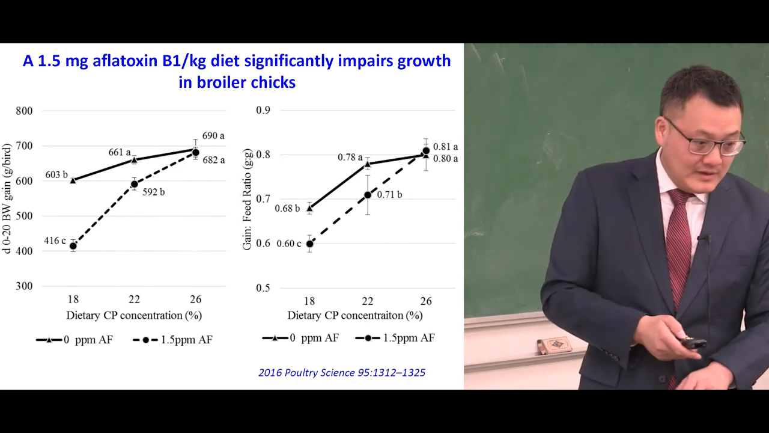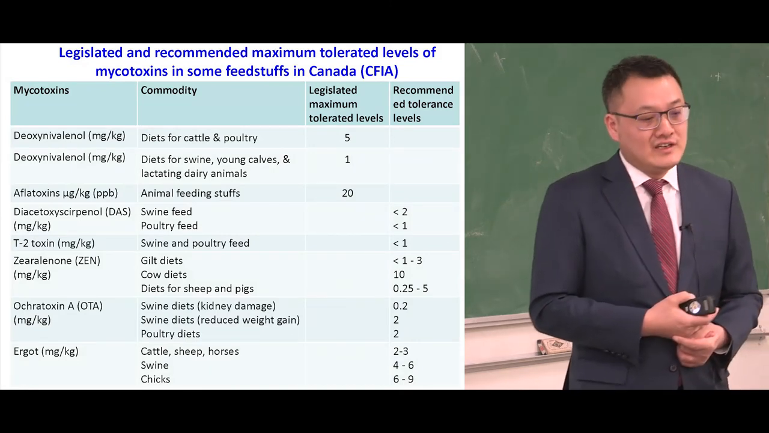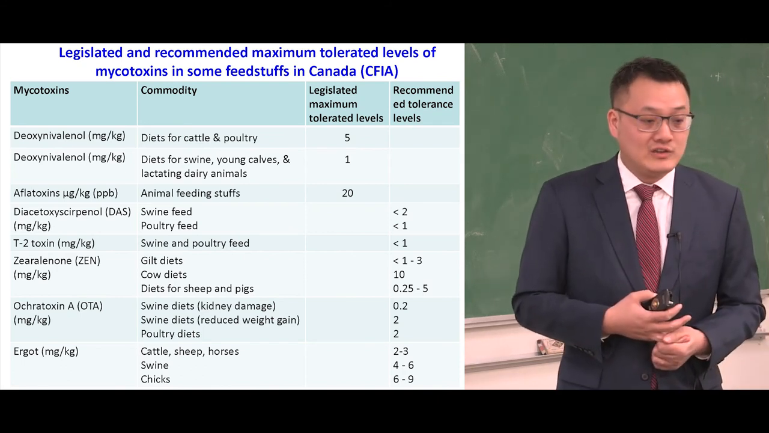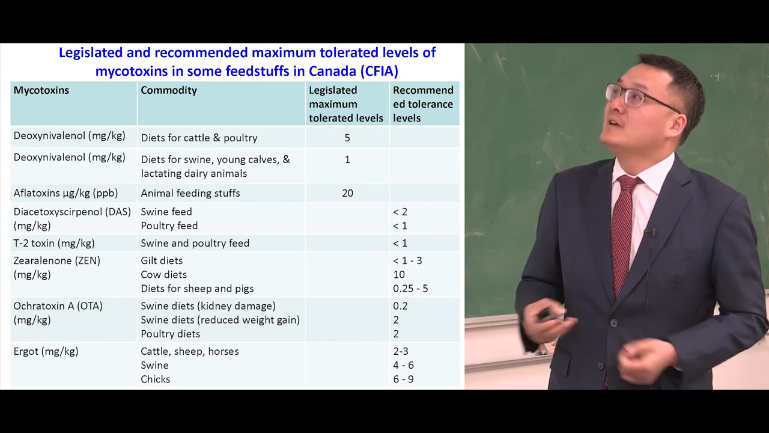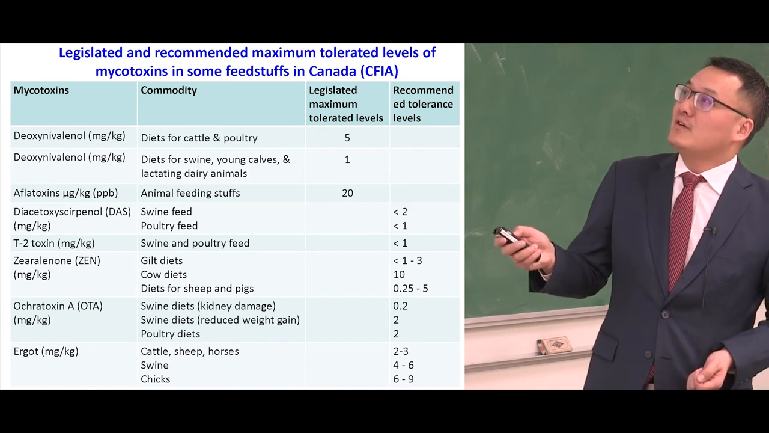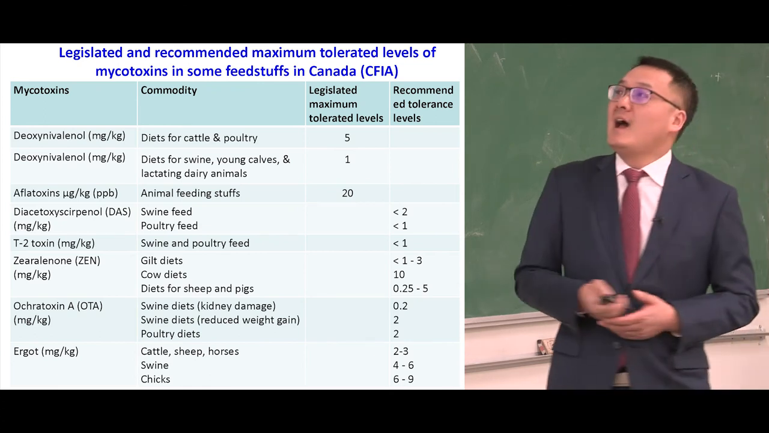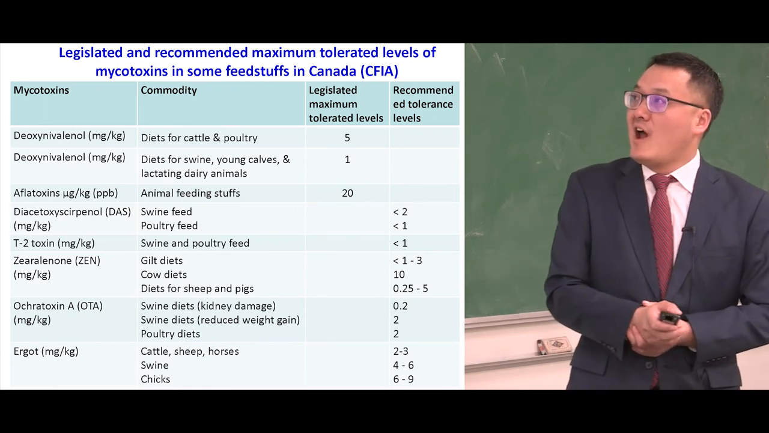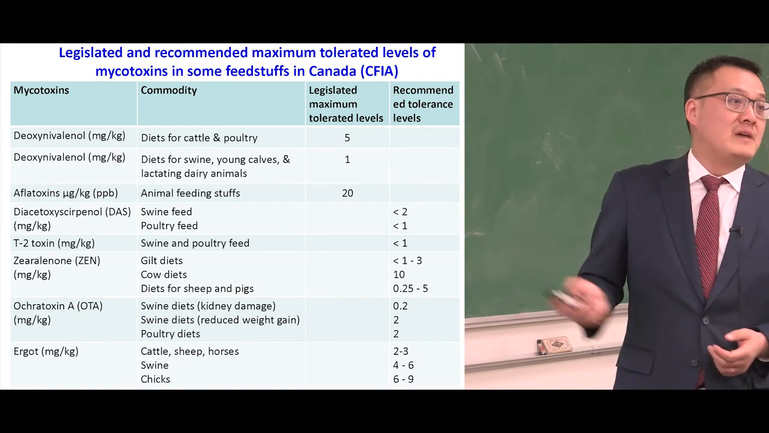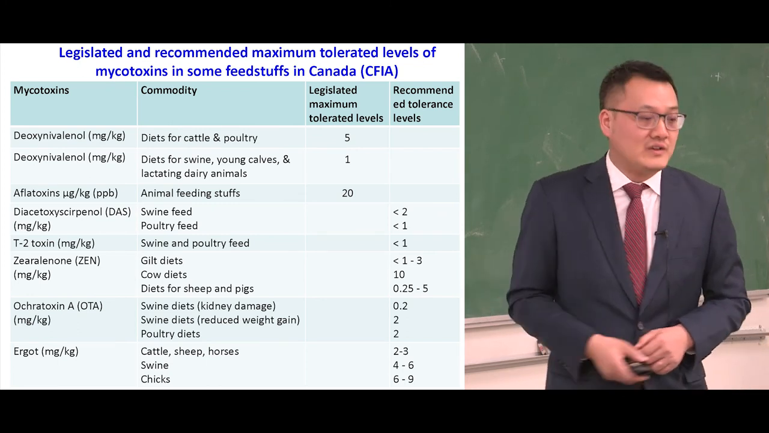Because of these negative effects on animal health and animal production, the CFIA has some regulation and also some recommended levels for mycotoxin tolerance in feed and feedstuff. Looking at this table, the legislated maximum tolerance level for DON for dairy cattle or poultry is 5 ppm. For swine, young animals, calves, and lactating reproductive animals, it's no more than 1 ppm. And for aflatoxin in animal feedstuff, it's 20 ppb.